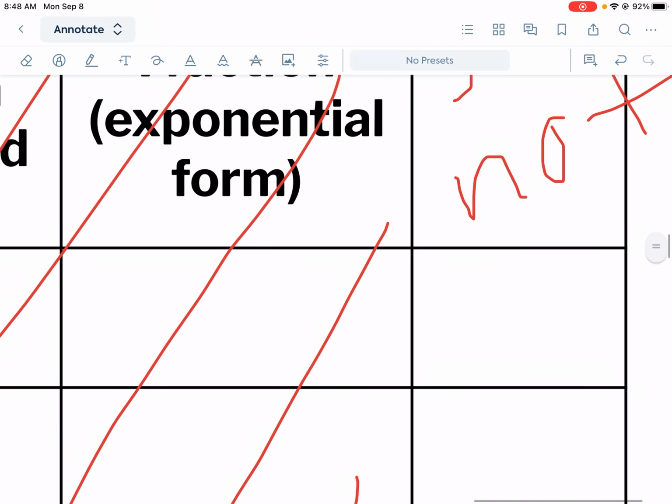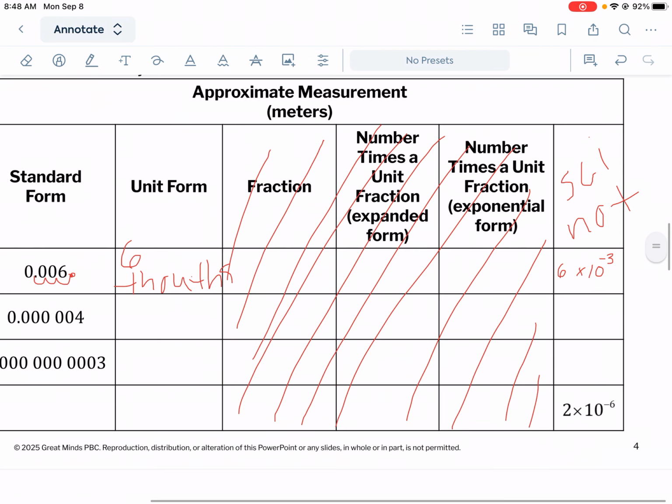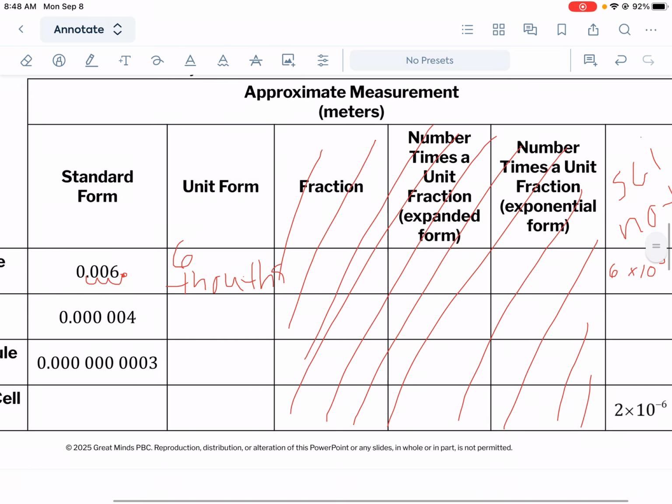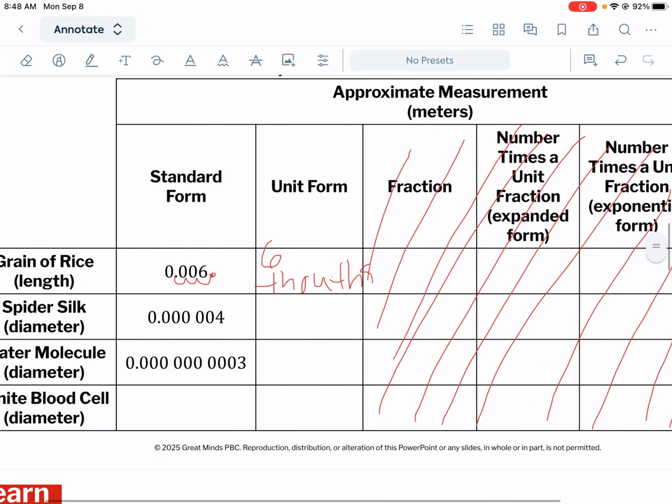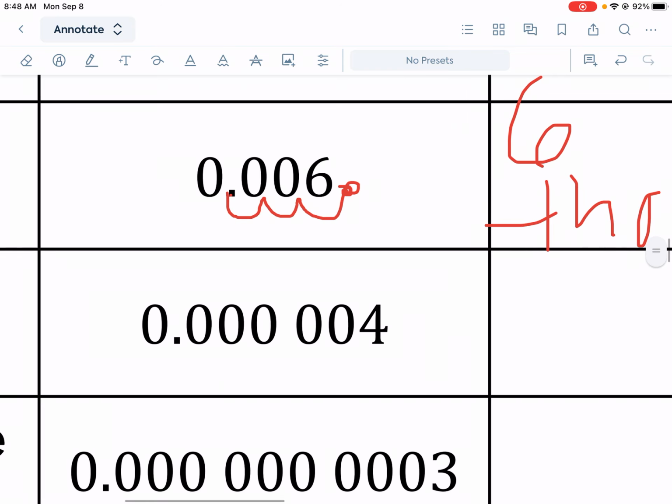3 is our exponent. 6 is our A value. But because we hop to the right for a small decimal, your exponent is negative. So that gives us 6 times 10 to the power of -3 for this small decimal number. I'm going to do spider silk with you. Zooming in again.